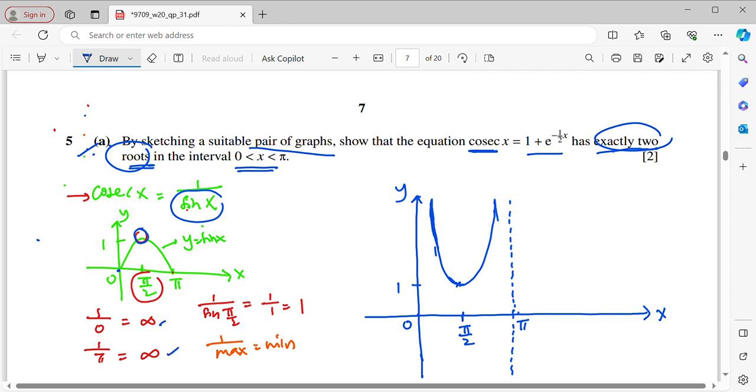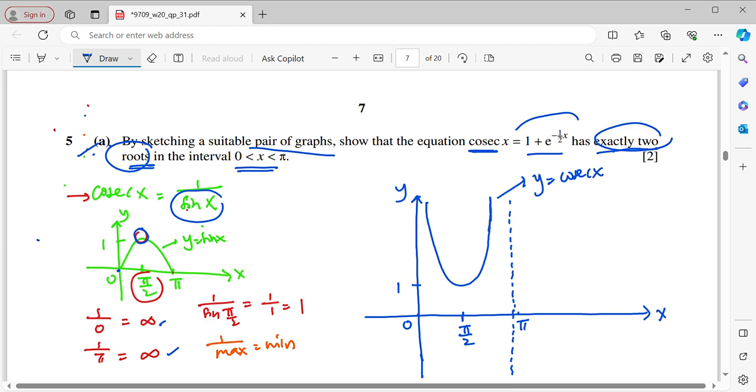That's why it shows here it tends to infinity. It should be symmetrical, so let me draw again. Alright, so this is my y equals cosecant x.